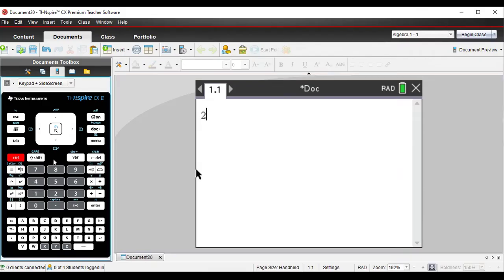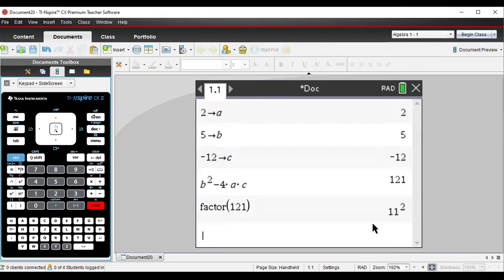So let me store these numbers. 2 goes into A, 5 goes into B, and then negative 12 goes into C. Boom. Now, b squared minus 4 times a times c. I like to use this because I think it's cleaner. All right, 121. If you're not sure, you can do menu 23 and just type that in. And you can see it has an even exponent, which means it's a perfect square.